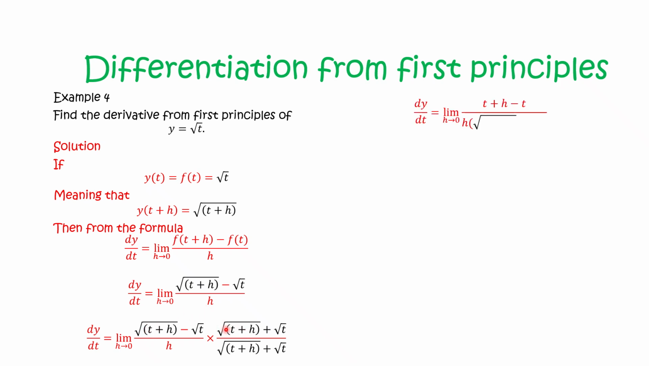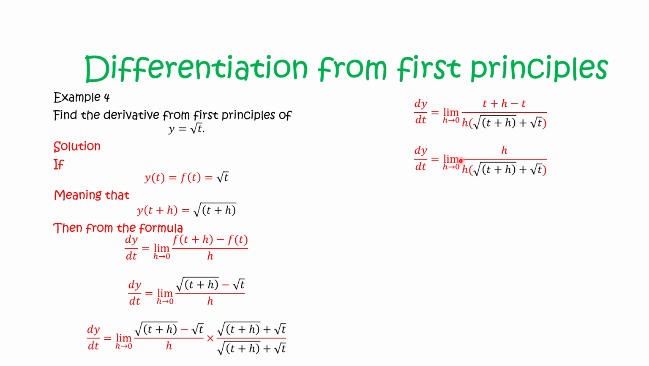Why? Because the square root of t plus h will multiply with the square root of t plus h, this one, to give us t plus h. And the last root t's, one being negative and the other being positive, will multiply to give a negative t. Now in the denominator, we'll still have the conjugate multiplying with the h, as we have it in this form. Simplifying further, we are going to have our dy/dt being given as the limit as h approaches 0 of h over h times the conjugate.